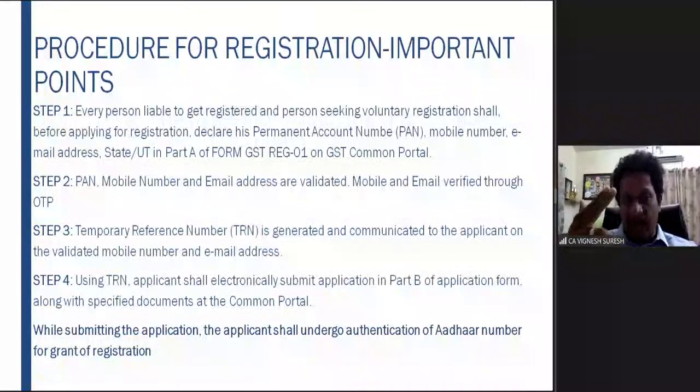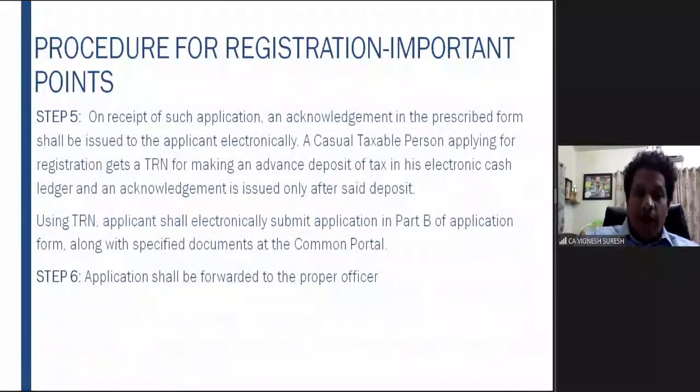Once TRN is generated, within 15 days, you are supposed to attach all the respective documents and submit this part B. When you are submitting this part B, the new process which has come is Aadhaar authentication. This Aadhaar authentication process is very, very important. For this, one thing you have to remember: your Aadhaar number should be linked to your mobile number. This is one important thing. Many people have an Aadhaar card, but it is not linked to the mobile number, because of which the OTP will not get generated. So, the Aadhaar authentication process will happen when part B of the application form is being filled.